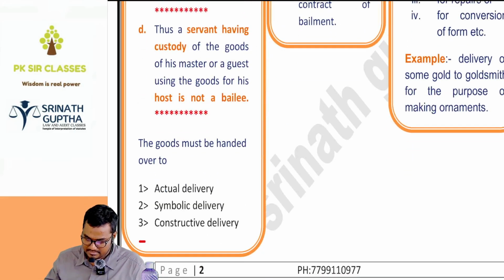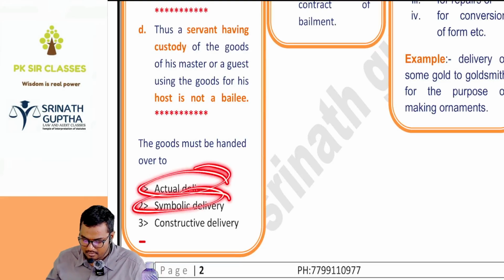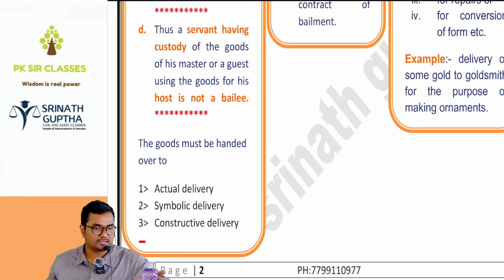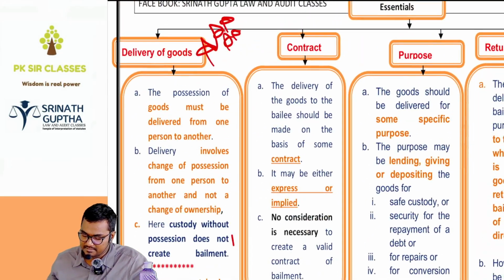And delivery may be actual, symbolic or constructive. I am giving the water bottle, actual delivery. I am giving the car keys, that is symbolic delivery. In case of constructive delivery, possession will not change. It will be in the same position. Constructive means assumed, presumed.